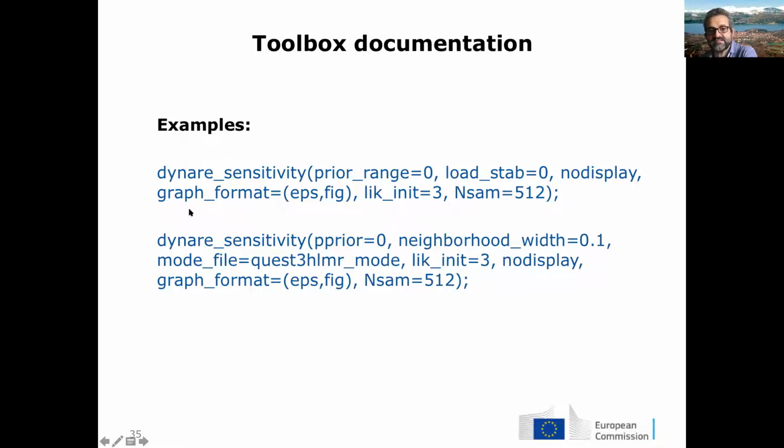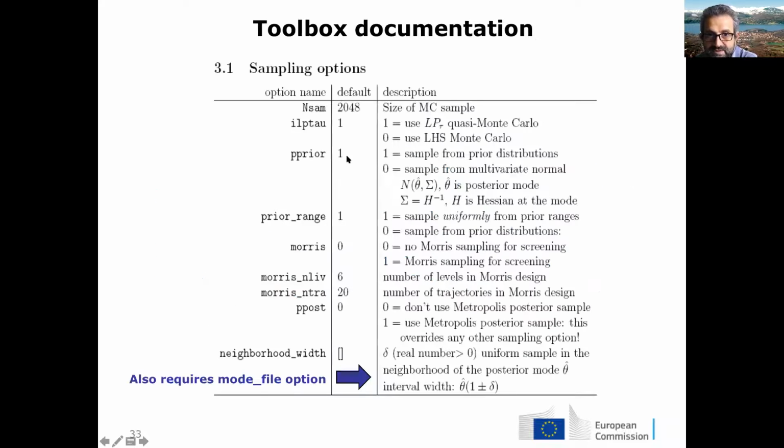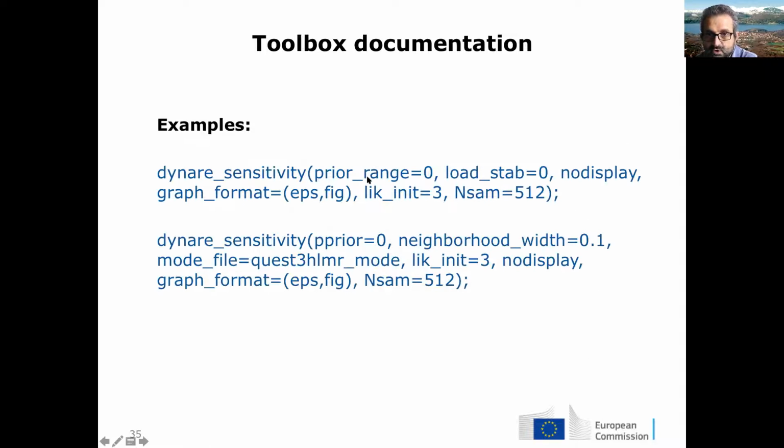So there is a command, the sensitivity analysis command. Setting prior range equal to 0 means that, since the default is prior range 1, you set it to 0. This then draws from the true priors and not from uniform intervals. You can also give a lot of estimation options, like no display, graph format, the number of draws. Load stability 0 means that you check, let's say, the stability for the new draws. In some cases, you may want to do further analysis after having already done the stability.